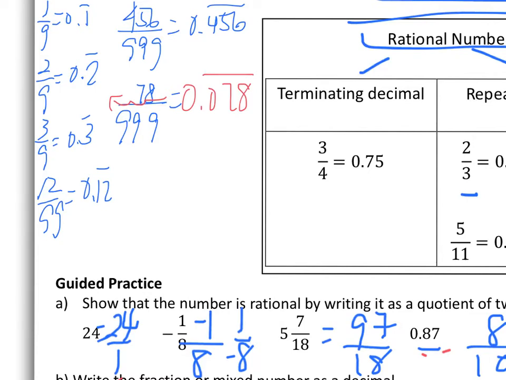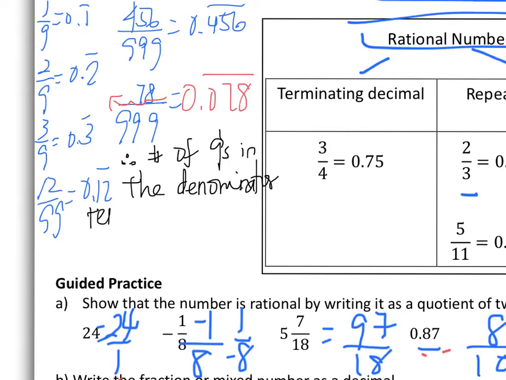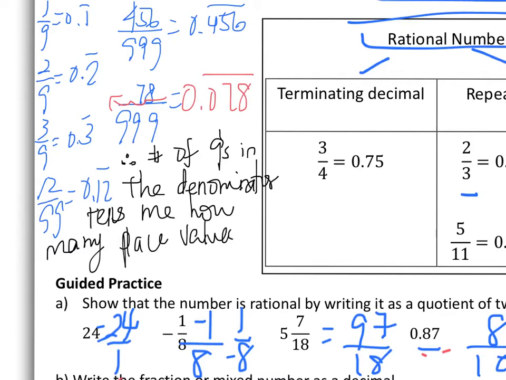Before I explain what I wanted to explain, I can therefore conclude that the number of 9s in the denominator tells me how many place values repeat in the numerator.